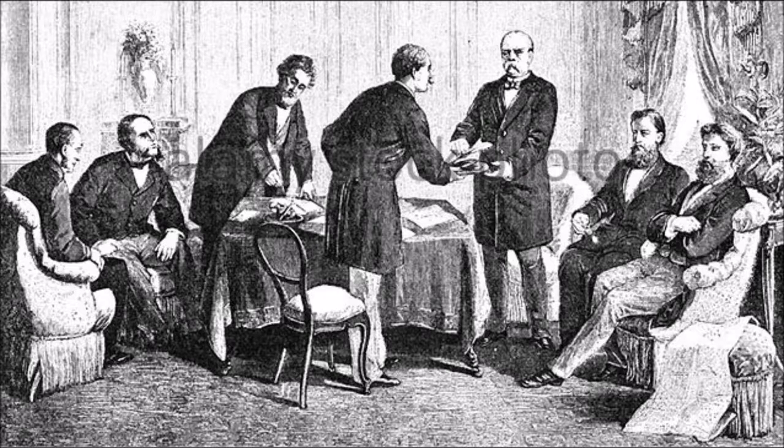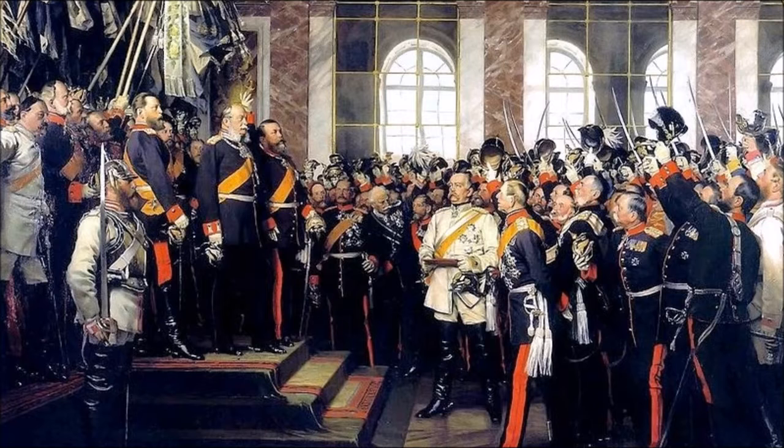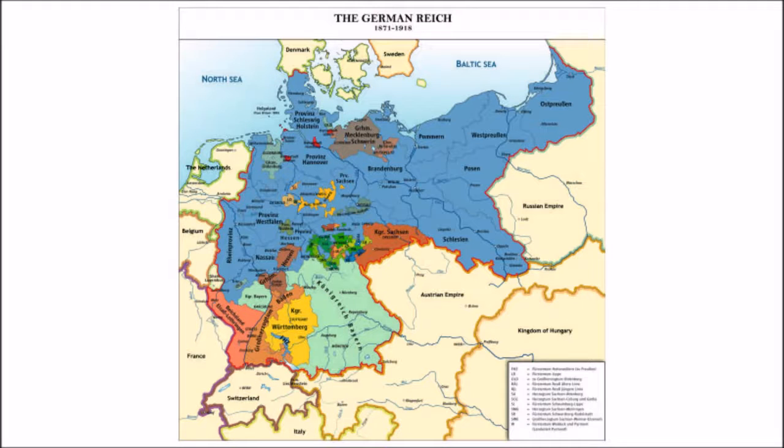The war ended with the Treaty of Frankfurt in 1871, by which France gave Alsace and Lorraine to Germany, and she also paid a huge war indemnity to Prussia. In January 1871, William I, King of Prussia, assumed the title of Kaiser, Emperor of Germany, at Versailles in Paris, and thus was born the German Empire. With this, the process of unification of Germany was complete.